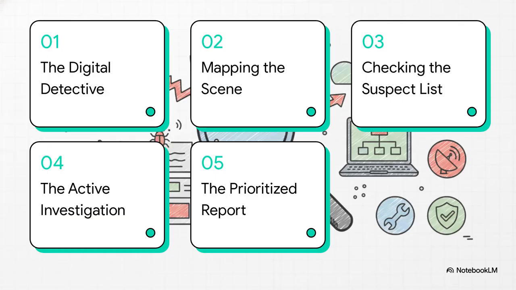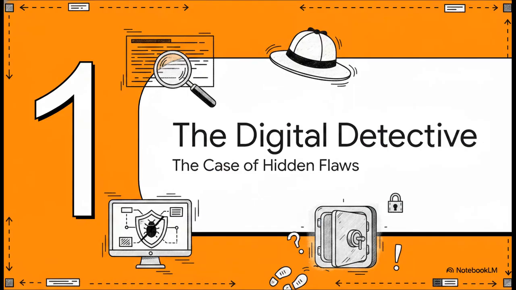So here's our game plan. We're going to follow our detective through a 5-step process that really breaks down exactly how it hunts for these hidden security flaws. Okay, first things first, for a digital detective, you got to understand the scene of the crime and the nature of the flaws we're even looking for.